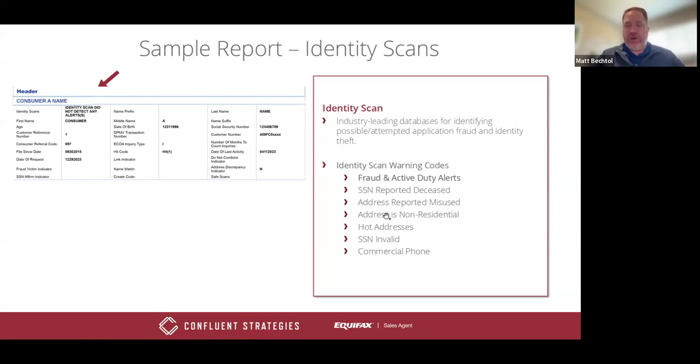Sometimes consumers, members will come in and give you a campground address, which may be legitimate. They may be living at a campground. They may give you a hotel address rather than an apartment. And so it's just important to know we will give you those alerts in the identity scan section. A full listing of those alerts is available that we can provide if needed.